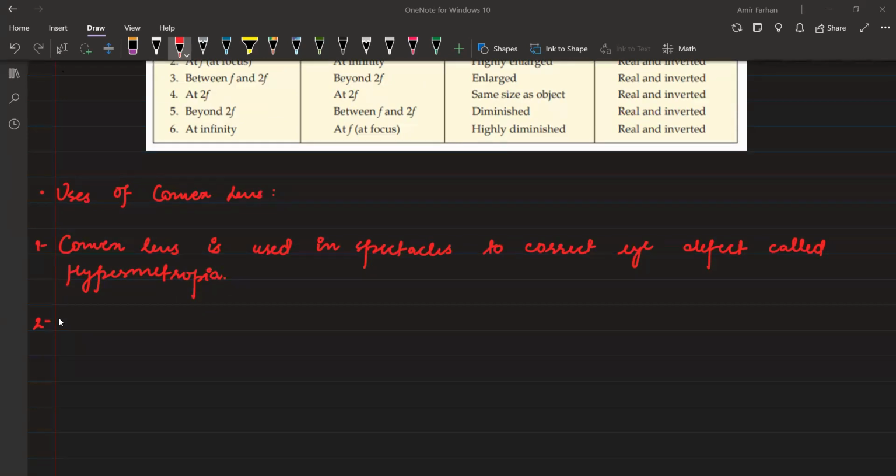Next thing, that is the use of convex lens: convex lens is used in simple cameras. So these are two uses, and one more thing is that convex lens is used as a magnifying glass. The last case.